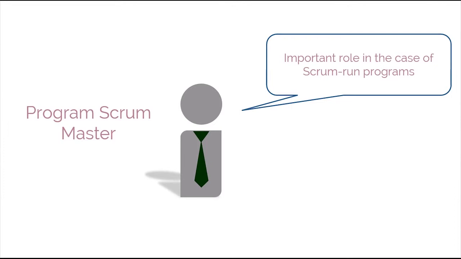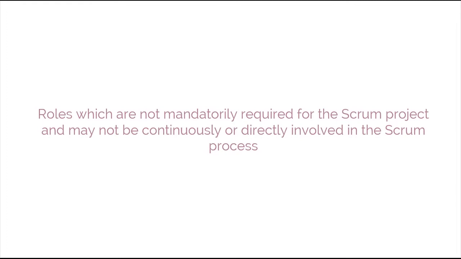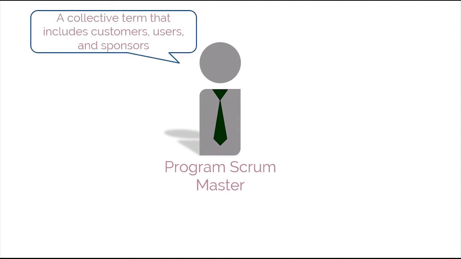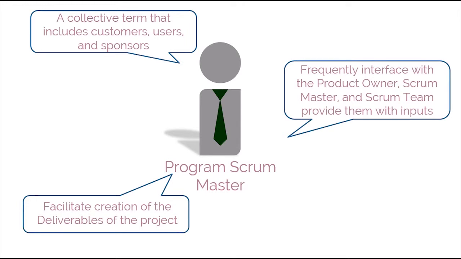Let's now move on to talk about the non-core roles. Non-core roles are those roles that aren't mandatory for the Scrum project and may not be continuously or directly involved in the Scrum process. One such role we're going to discuss here is the stakeholder role. Stakeholder is a collective term that includes customers, users, and sponsors who frequently interface with the product owner, Scrum Master, and Scrum team to provide them with input and to facilitate creation of the deliverables of the project.